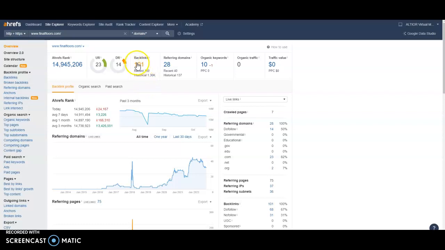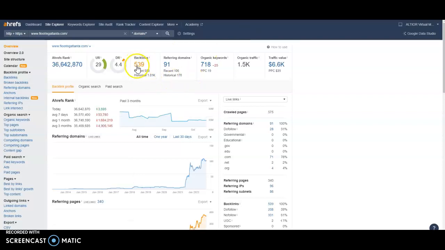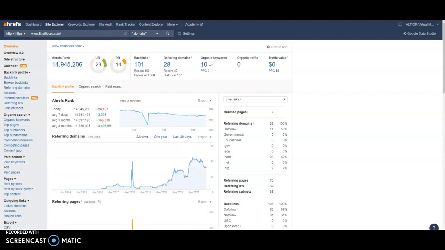You guys have 101 backlinks. Your competition, Flooring Atlanta, has 539. And because they have more than you, not only in the quantity but also quality, they have a higher trust rating. That's 29, where yours is 23. So you definitely want to get your backlinks up. And remember, those need to be quality backlinks so that your UR rating can increase, which will also increase where your website lands on the organic search results.